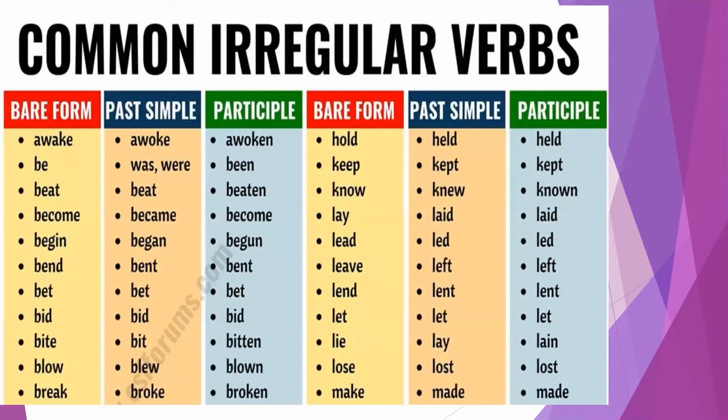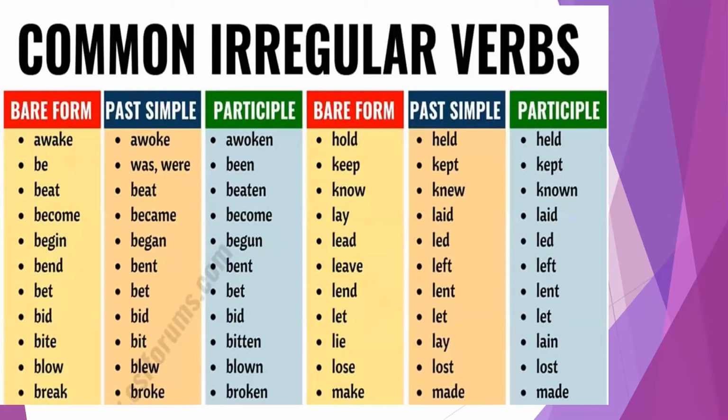Here are some common examples of irregular verbs. For example, awake, awoke, awoken. Here awake is the irregular verb. Second form, hold, held, held, keep, kept, kept, know, knew, known.